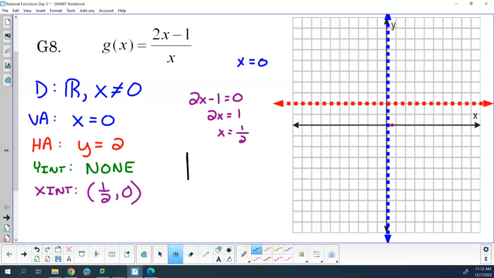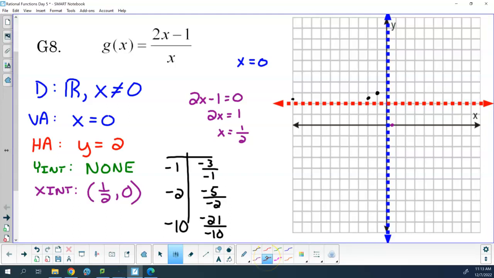So let's go left zone. We'll go negative 1, negative 2, and negative 10. I like to have 3 in my zones. If I plug in negative 1, 2 times negative 1 is negative 2, minus 1 is negative 3, all over negative 1. Negative 3 divided by negative 1 is positive 3. Negative 2 times 2 is negative 4, minus 1 is negative 5, all over negative 2. That becomes 5/2, which is 2.5. Negative 10 would be negative 21, all over negative 10, which is positive 2.1.